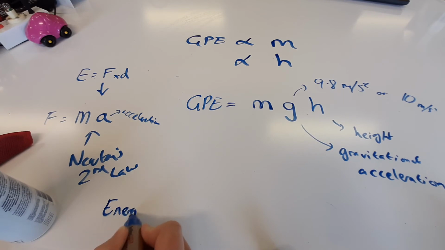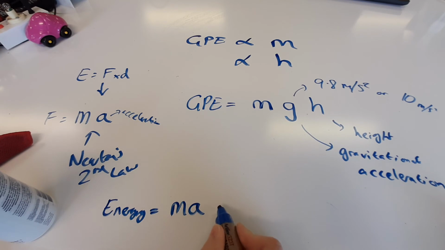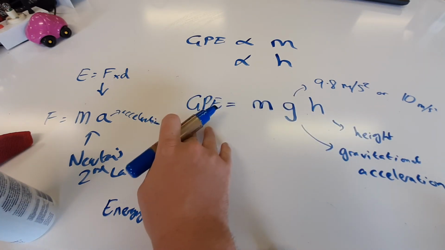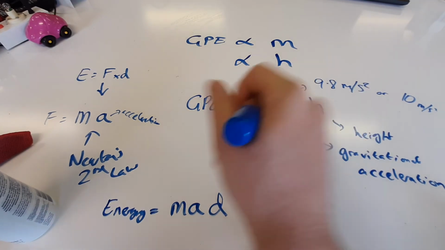Energy is mass times acceleration times distance. So energy is mad. Anyway, gravitational potential energy is mass times gravitational constant times by height. And there you go.